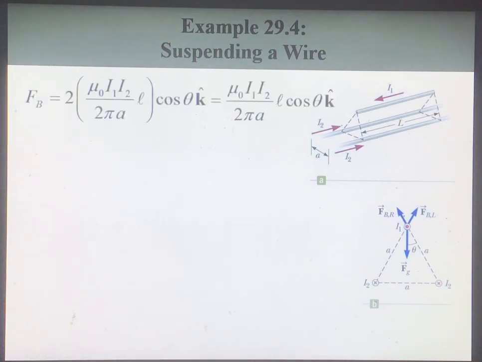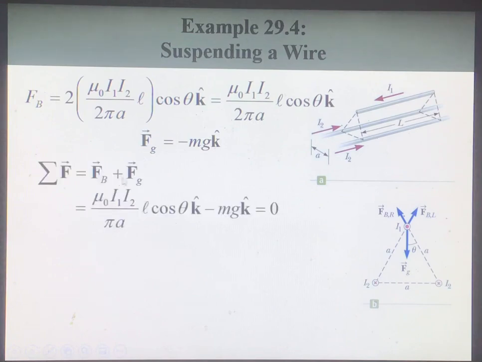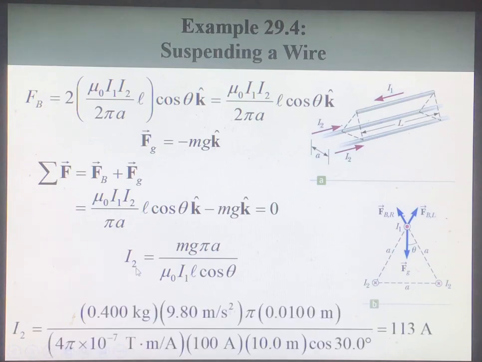So we can set up a system of equations right here. I can calculate my force by writing it in terms of the cosine, and the magnetic force is given by that equation right here. And I know that the force of gravity acting on the top wire is given by this equation as well. We want the sum of all the forces to be equal to 0. So if I set that up and solve, I can get my value for I2 here. And if I plug in the values, I get a value for I2 that is about 113 amps.